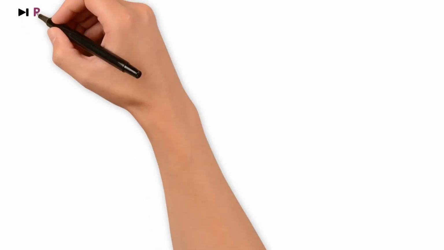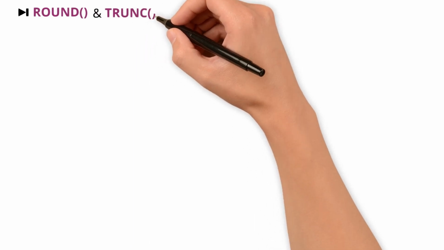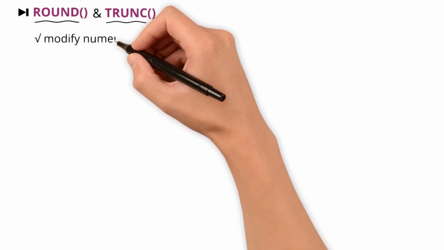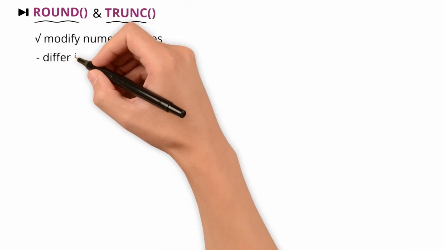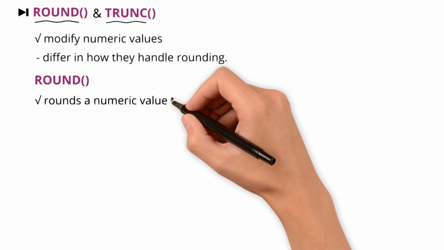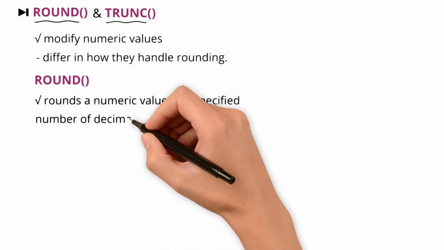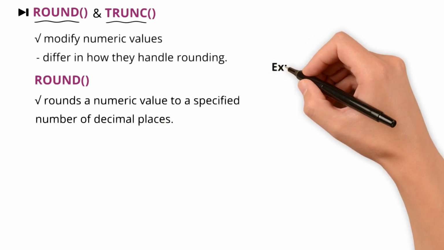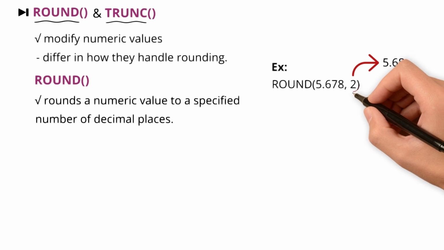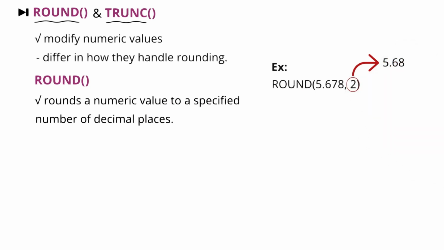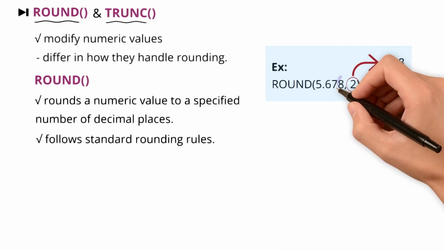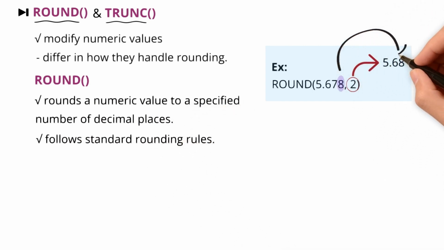Moving to the next, round and truncate. Both the round and trunc functions modify numeric values, but they differ in how they handle rounding. Round function rounds a numeric value to a specified number of decimal places. For example, round of 5.678, 2 would return 5.68, rounding the value to 2 decimal places. It follows standard rounding rules. If the next decimal is 5 or greater, it rounds up.